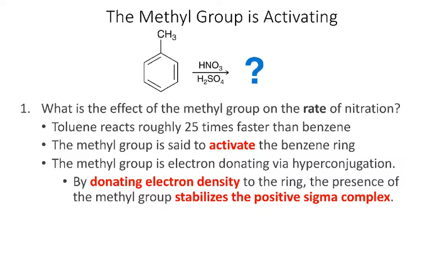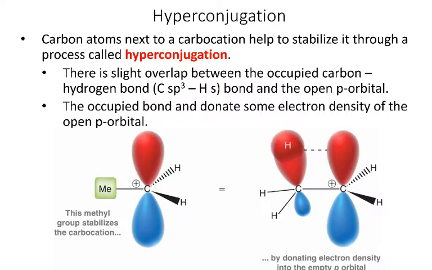Now, we talked about hyperconjugation some last semester, but I thought it might be useful to review it a little bit. We first encountered hyperconjugation when we talked about carbocations. We talked about the fact that the more substituted a carbocation is, the more stable it is, and the reason we gave for that is hyperconjugation. The carbocation has an empty p orbital. When we have neighboring carbon atoms, it is able to donate electron density from the carbon-hydrogen sigma bond into the empty p orbital. This is what we call hyperconjugation.